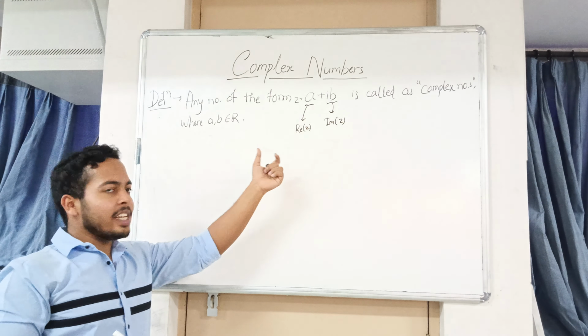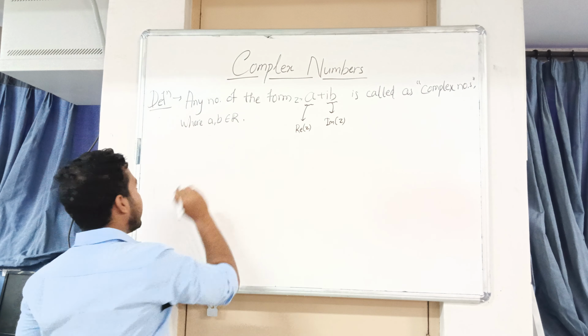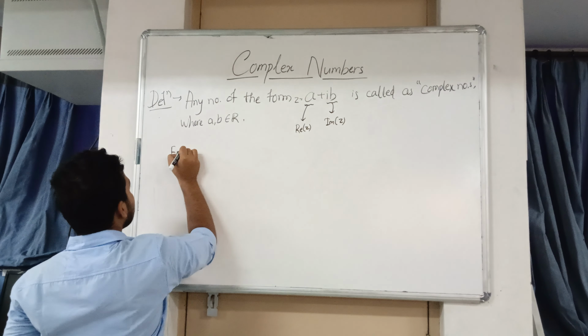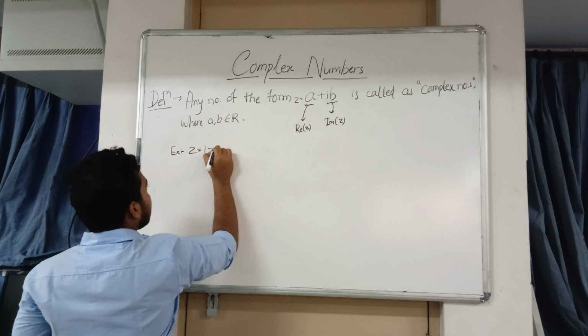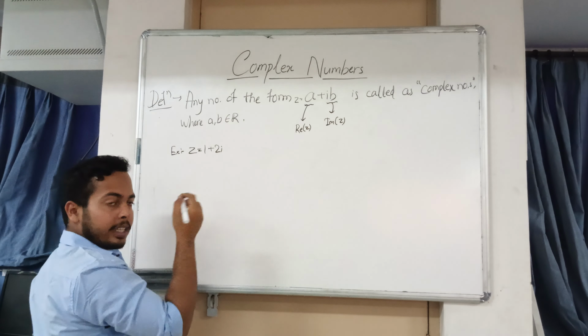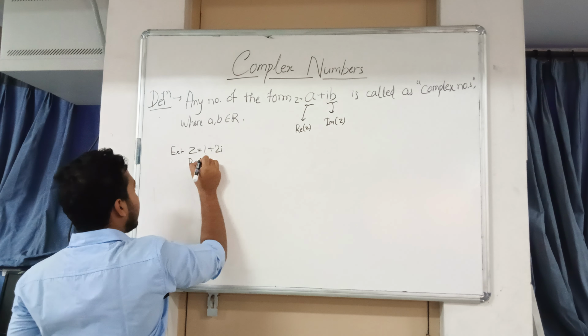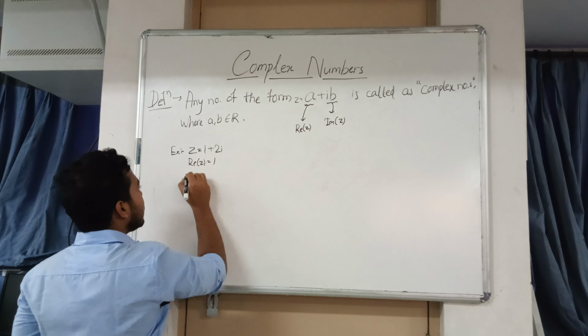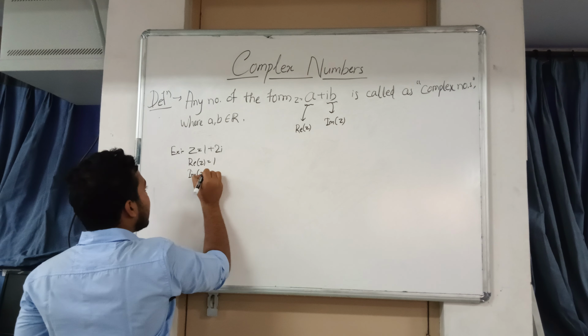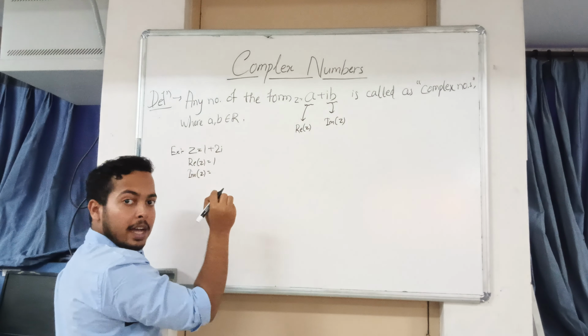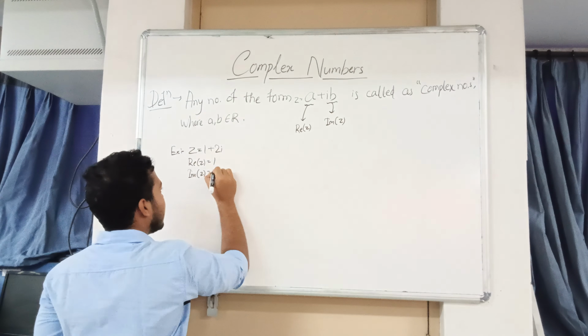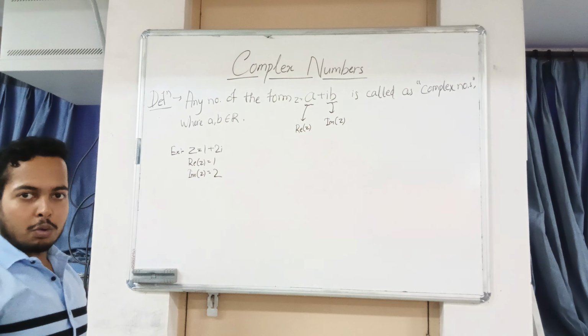Okay, now let's take a few examples to understand this well. Example: if Z is equal to 1 plus 2i, then here the real part is 1, so real part of Z is equal to 1, and imaginary part of Z is the coefficient of the i term, which is 2, so imaginary part of Z is equal to 2.